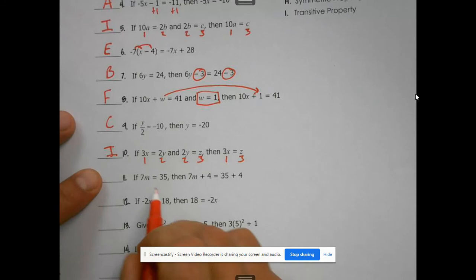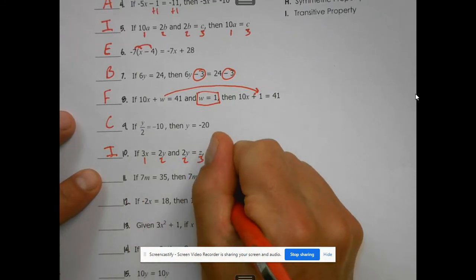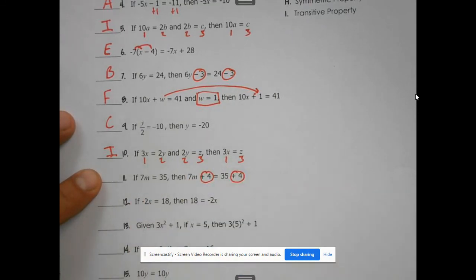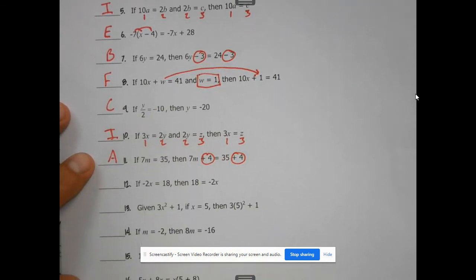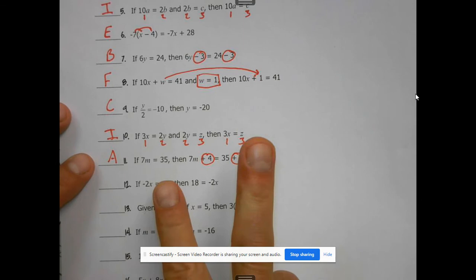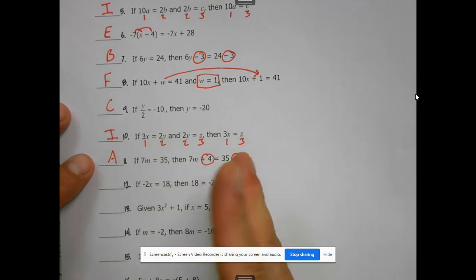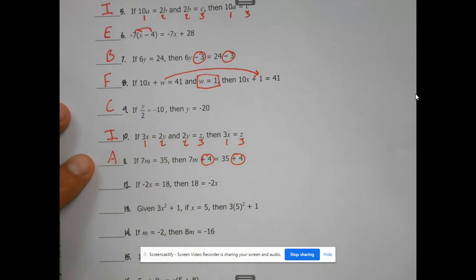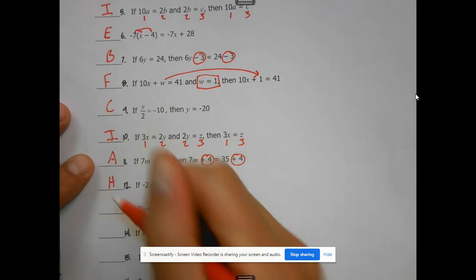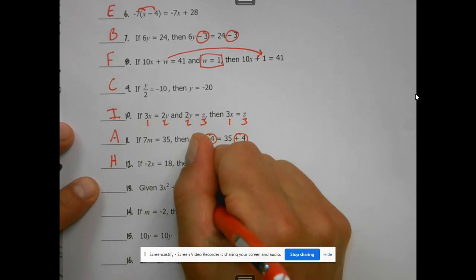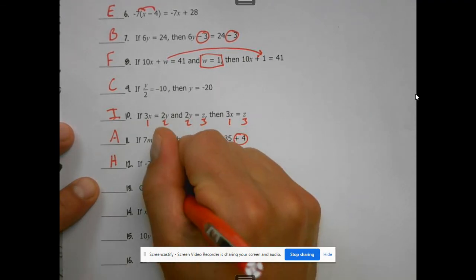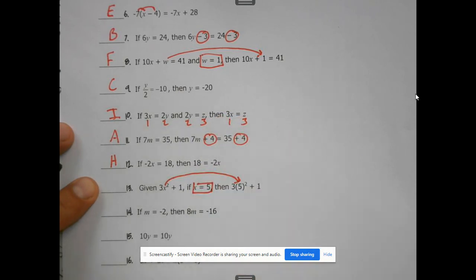Number 11, let's check it out. What are they doing to both sides? Well, they're adding 4 to both sides. That's your addition property, letter A. Number 12, they just flipped it. When I flip something, that's your symmetric property. That is H. Number 13. Well, I told you x is 5. I replaced x with 5. That is your substitution property, letter F.